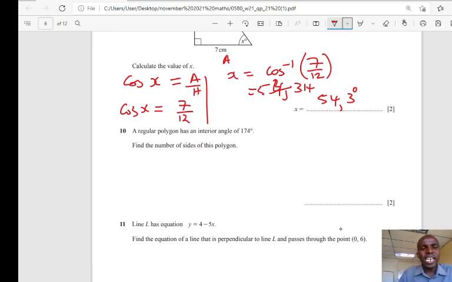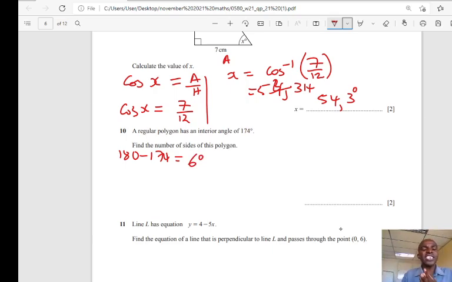Next, question number 10. A regular polygon has an interior angle of 174 degrees. Find the number of sides of this polygon. Interior angle, right? There are two methods here. You can work from the exterior, because interior plus exterior is 180 degrees. Let me use the two methods. So you can find the exterior first. So you say 180 minus 174. You get the exterior angle, 6.